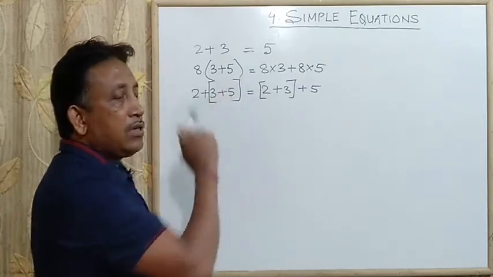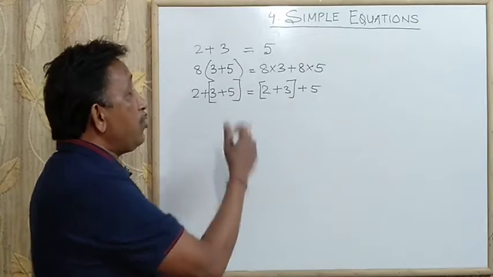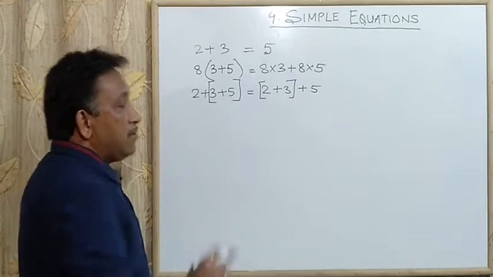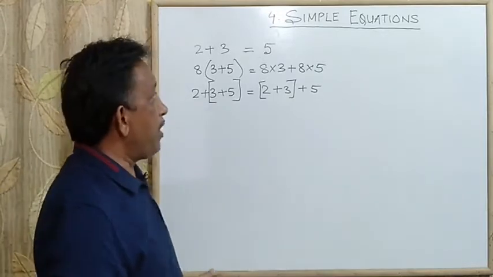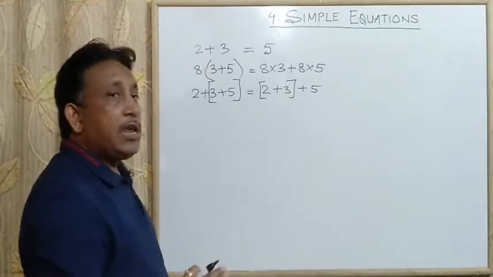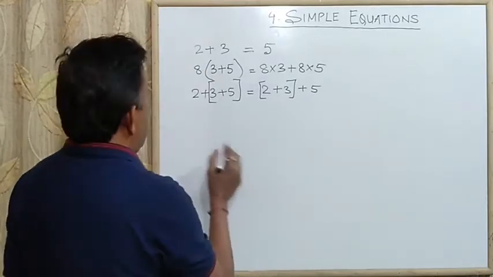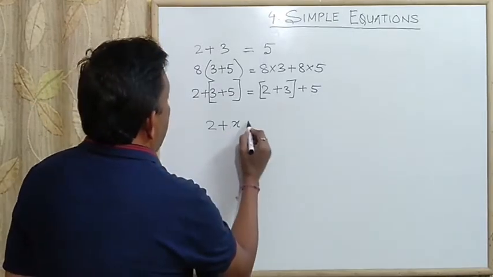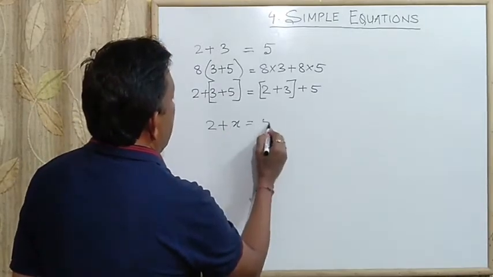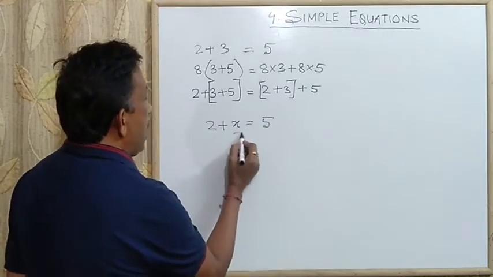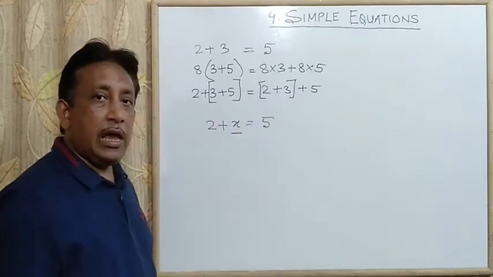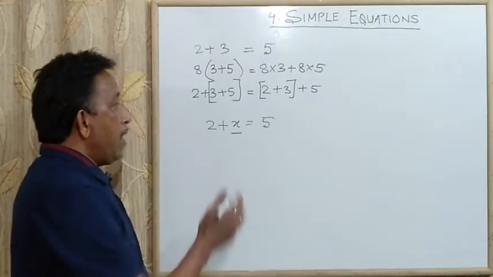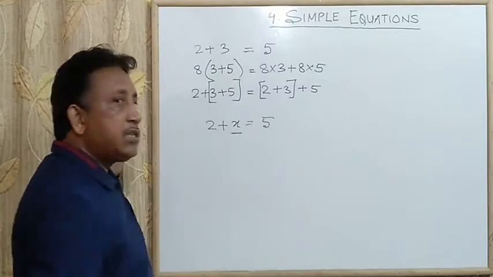Why? Because I am not calling this a simple equation, because I am not using any variable. So this is simply an equality, or a statement of equality, because variables are not there. Now if I write like this, 2 plus x equal to 5, now I am using a letter of English here, that is a small letter. This is called the variable, as you may already know. Now this becomes a simple equation.